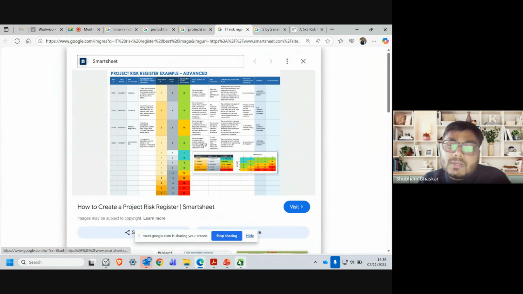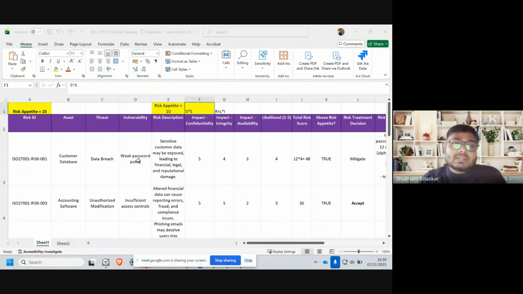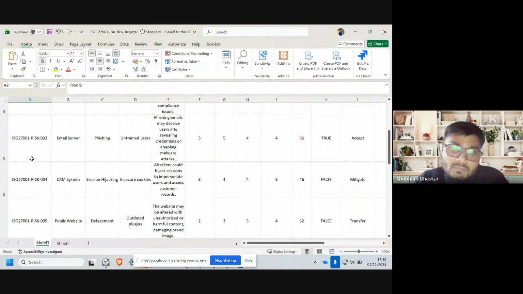Actually, for this, I have made my own very simple risk register to showcase to you. Again, it's at a very, very basic level. Companies have very, very complicated ones. The bigger the company, the better the risk management process, the better the risk register they have. But because our intention is to learn, that's why I made a basic risk register. So how would you create a risk register? Well, simply, if you have nothing, with minimal resources, you open an Excel sheet, you type risk ID and list down all the risks that your company has.